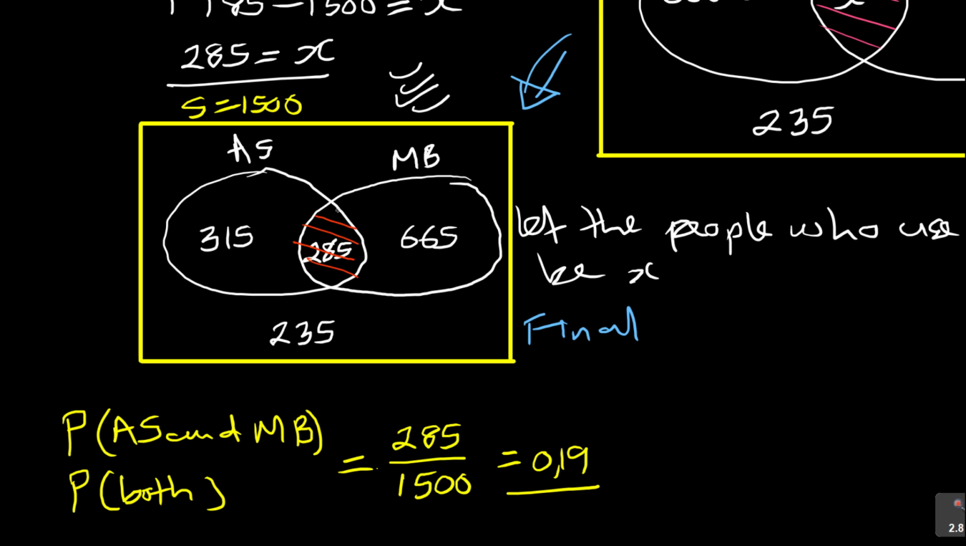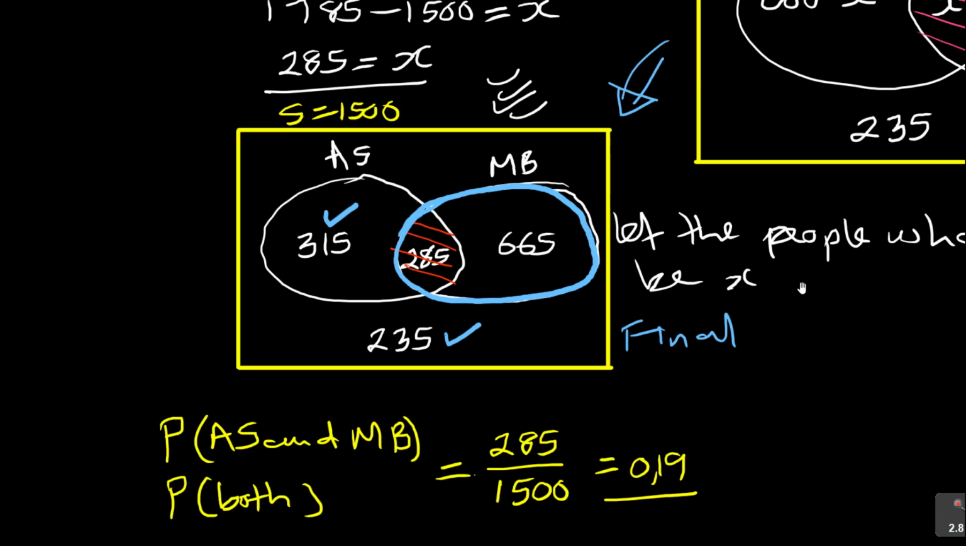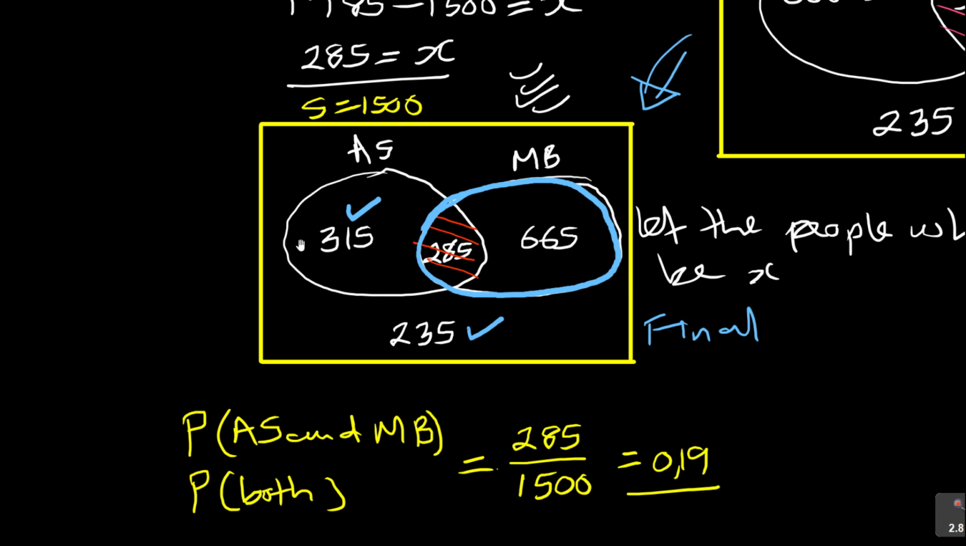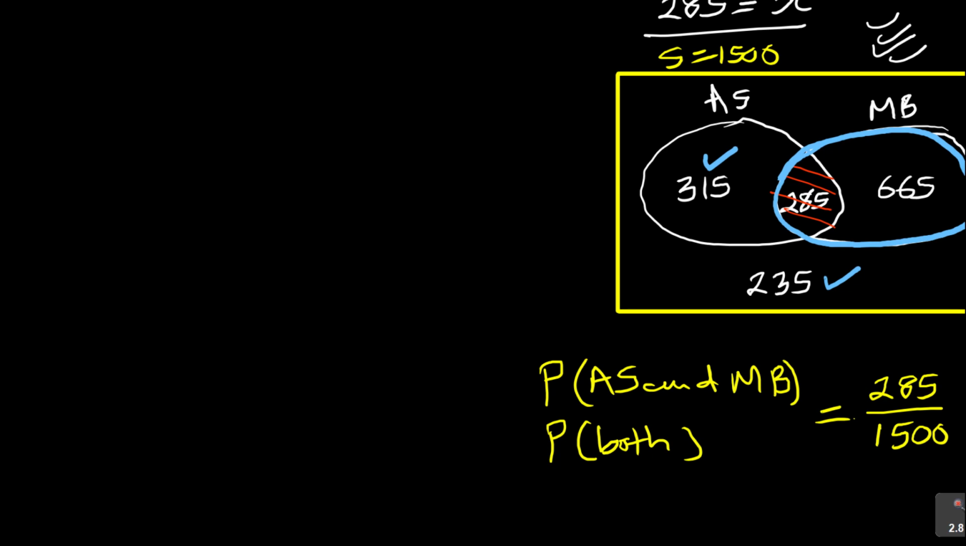Okay, those who are using multiplier bank, look at them. These are using multiplier bank. You see, they are using multiplier bank. So who does not use multiplier bank? You can see them. They don't use multiplier bank. They say what? Probability that a person does not use multiplier bank. The center ones, they use multiplier bank and AS, but the ones who don't use anything to do with multiplier bank are those. So you can come here and say, okay, I add them. Let's add them.